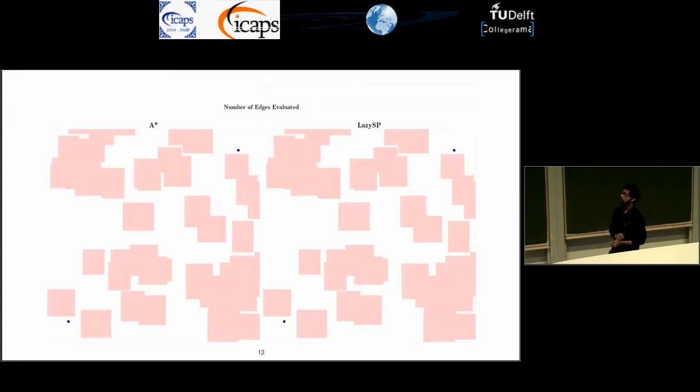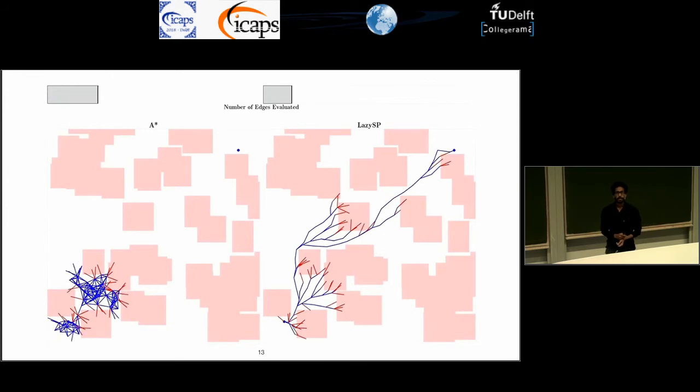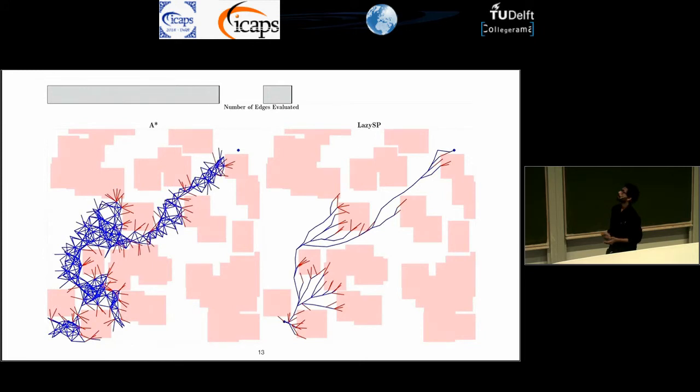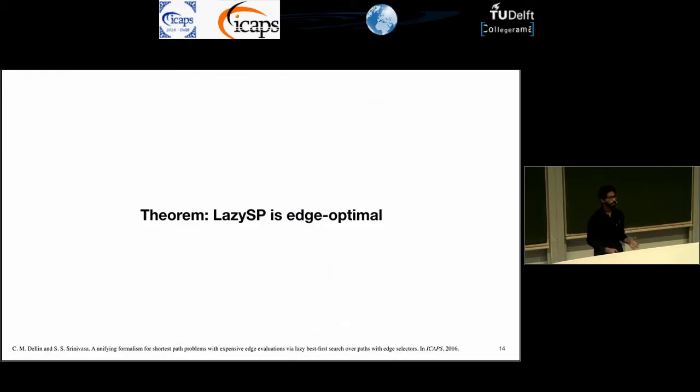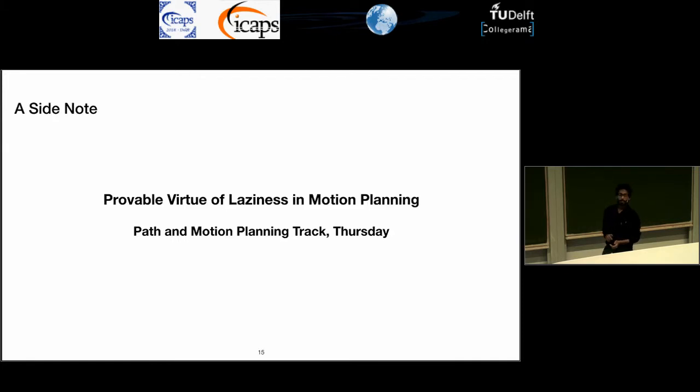And 2 years ago, right here at ICAPS 2016, Dellin and Srinivasa proposed Lazy SP, which does exactly that. Here you can see that it evaluates far fewer edges than A-star does. And in our work, we show that Lazy SP is edge optimal. We close this theoretical gap that was left in Lazy SP's exposition. Meaning, in its class of algorithms, Lazy SP is the best you can do. It absolutely minimizes the number of edge evaluations. By the way, there are a few other interesting properties of Lazy SP. If you are interested, you should check out tomorrow's talk by one of my co-authors.